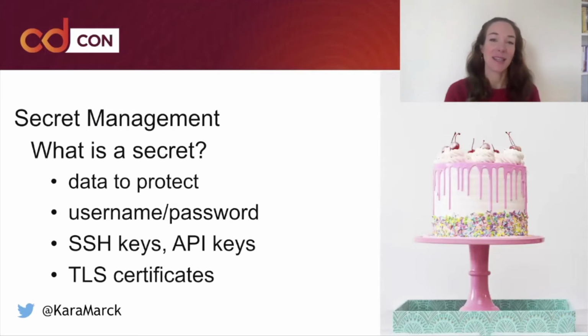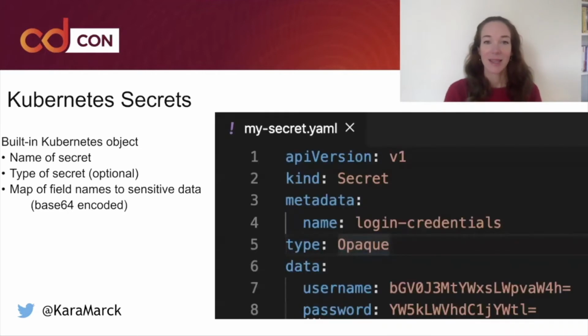A secret is anything you want to tightly control access to. Kubernetes provides a mechanism allowing users to store bits of sensitive information into a protected resource object called a secret. So Kubernetes provides a built-in object for managing secrets called a secret. Common examples of data you would want to store in a secret include username and password credentials, SSH keys, API keys, TLS certificates.